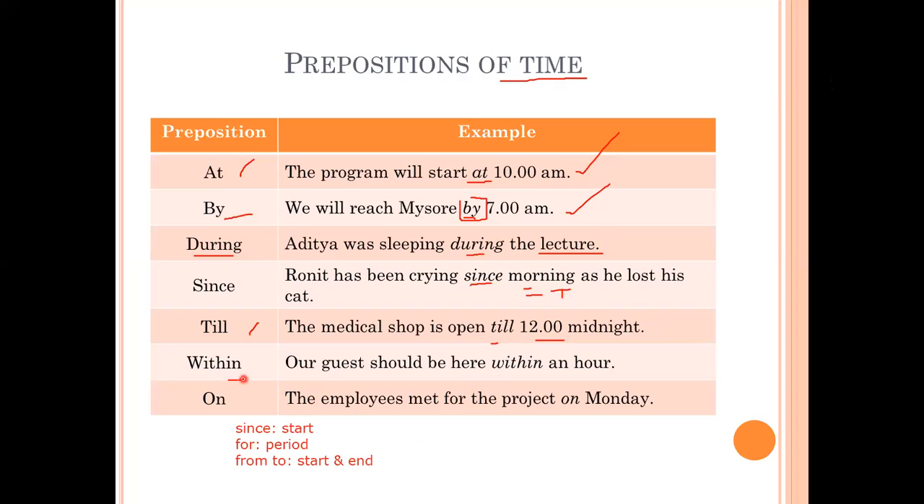Within means something which again refers to time, and that is a stipulated or limited time. So, within an hour. When we say within an hour, your limit is 1 hour only. The maximum limit is 1 hour, and within that hour it can be at any time. It can be 10 minutes, 15, half an hour, maybe 45 minutes. Our guest should be here within an hour.